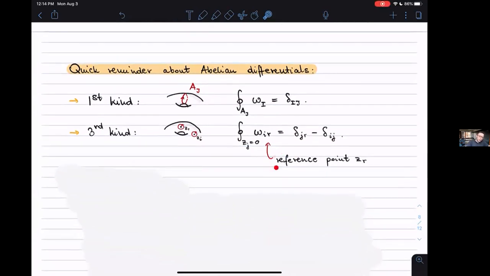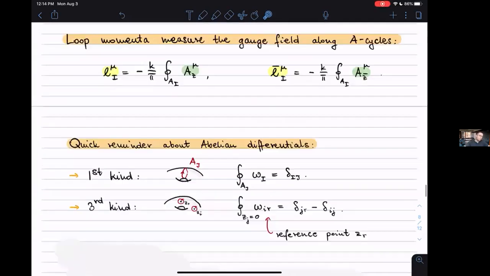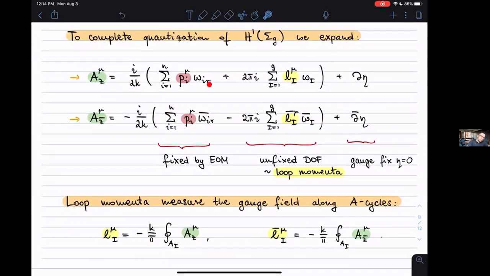Okay, and here and in the upstairs, I used a reference point, z_r, some random point on a Riemann surface, which enters here. So you might be worried, but actually the dependence on that reference point cancels out by momentum conservation.